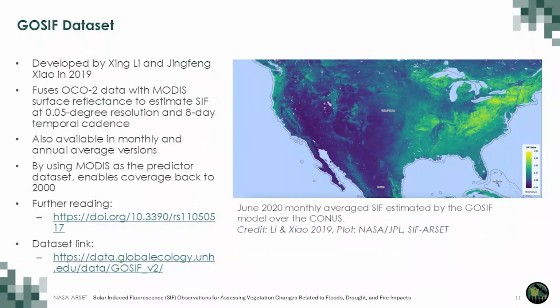Remember how I mentioned that the observational record of OCO2 only goes back to 2014? An advantage of using MODIS for this purpose is that we can now estimate SIF all the way back to when Terra and Aqua were first launched in 2000 because of the observational record of MODIS. If you'd like to read more about the derivation of GoSIF, you can find the paper in the DOI on this slide. I've also included a direct link to the data store on the UNH website, although we'll go into detail about downloading the products in the code demonstration.